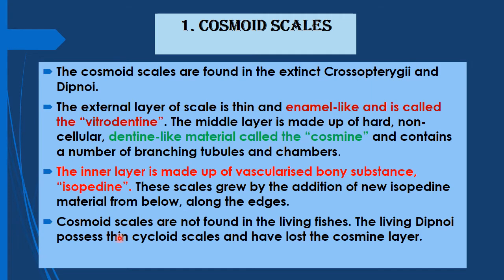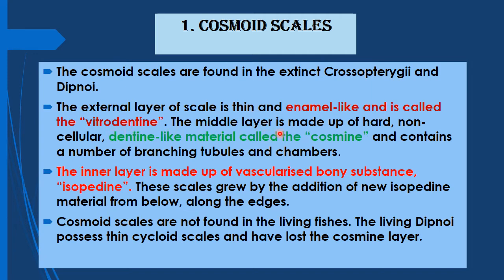The living Dipnoi possess thin cycloid scales and have lost the cosmin layer. So this is regarding cosmoid scales, which are seen in extinct Crossopterygi and Dipnoi fishes. Here it has 3 layers. The outermost layer is thin and enamel-like, and it is called vitrodentine.